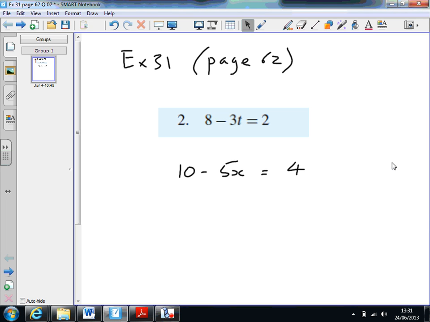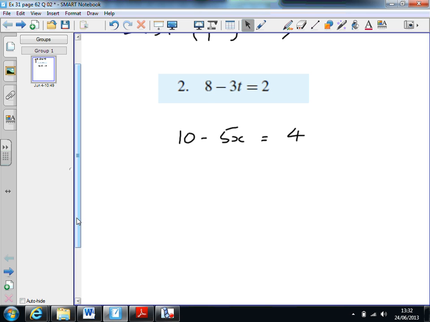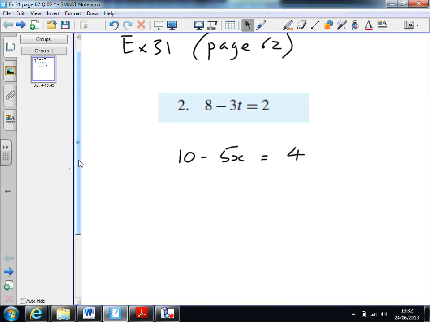Exercise 31, page 62, solving an equation. So number 2, 8 minus 3t equals 2. Well, I'll leave you to do that one, but I'll do one underneath that's very similar to it. So let's try solving this. 10 minus 5x equals 4.